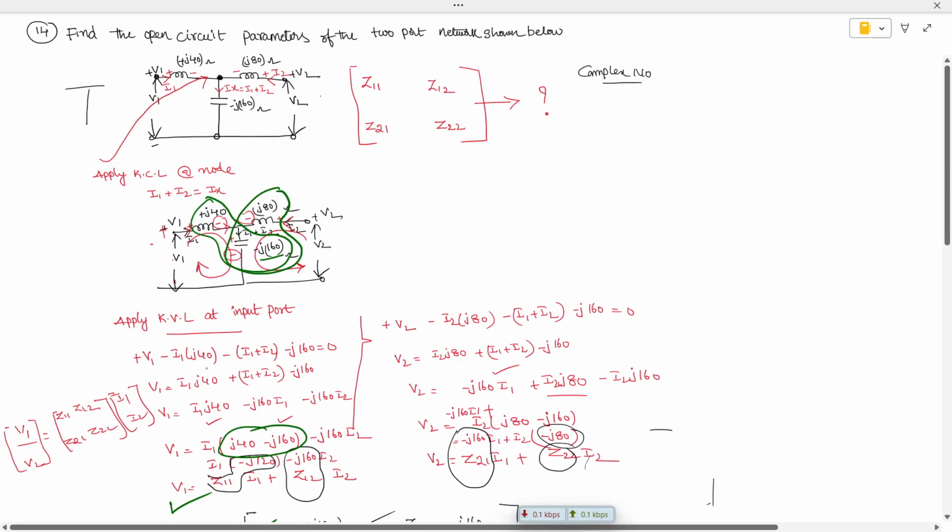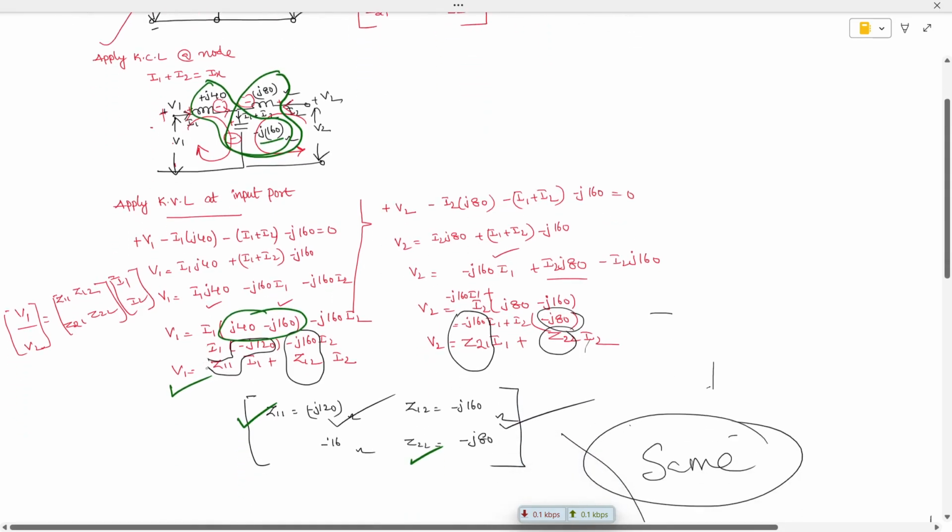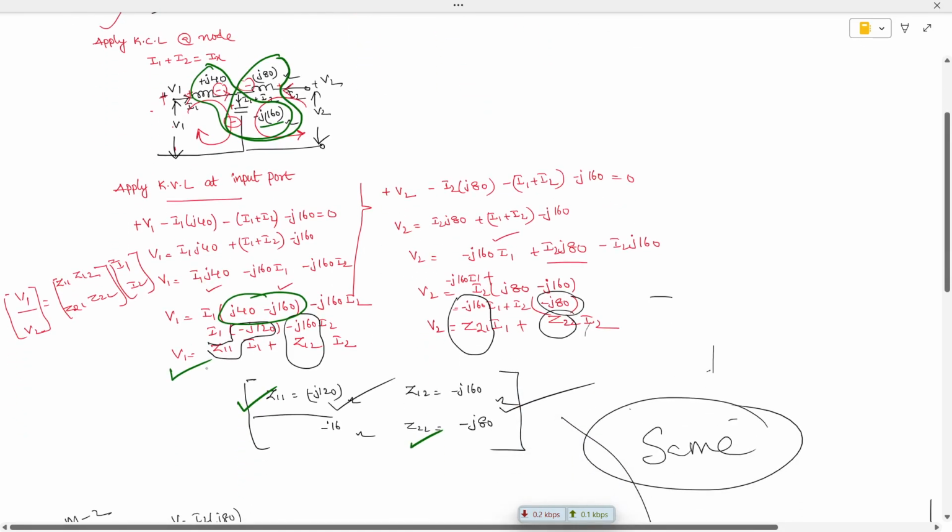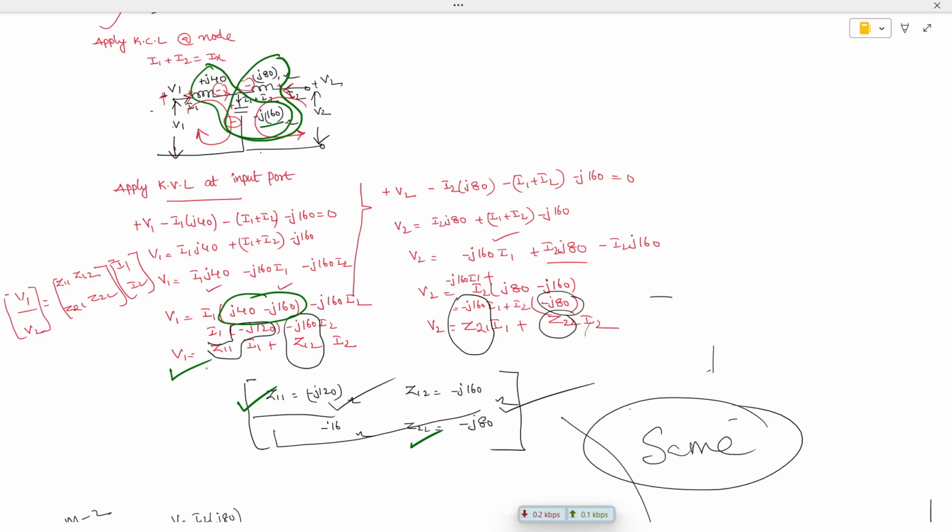So already I disclosed how to get Z11, which is the sum of these two branches, Z22 is the sum of these two branches, and the center branch, the shunt branch, is what we get here. This is the proper procedure of solving this problem. Hope you are able to understand.